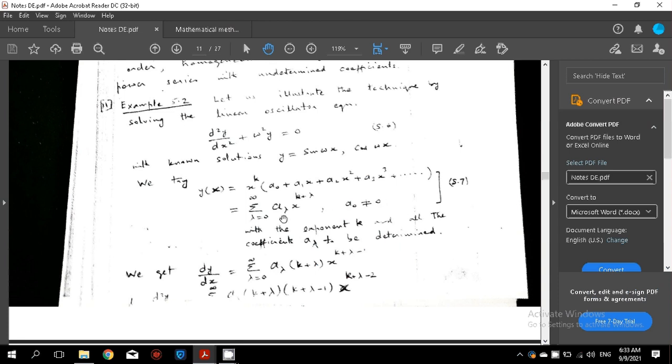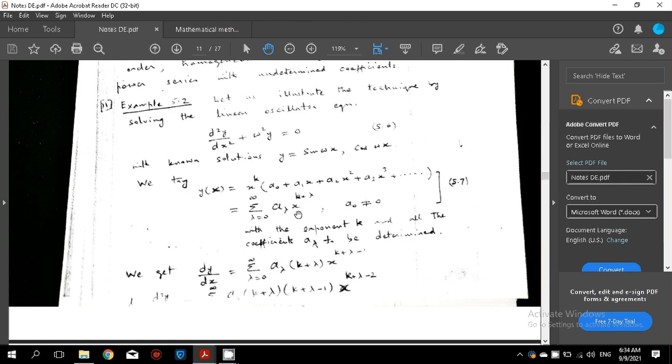Okay, here we will also take that the first coefficient a naught, corresponding to lambda equal to 0, must not be 0, because if this is 0, then the entire other coefficients will also become 0.